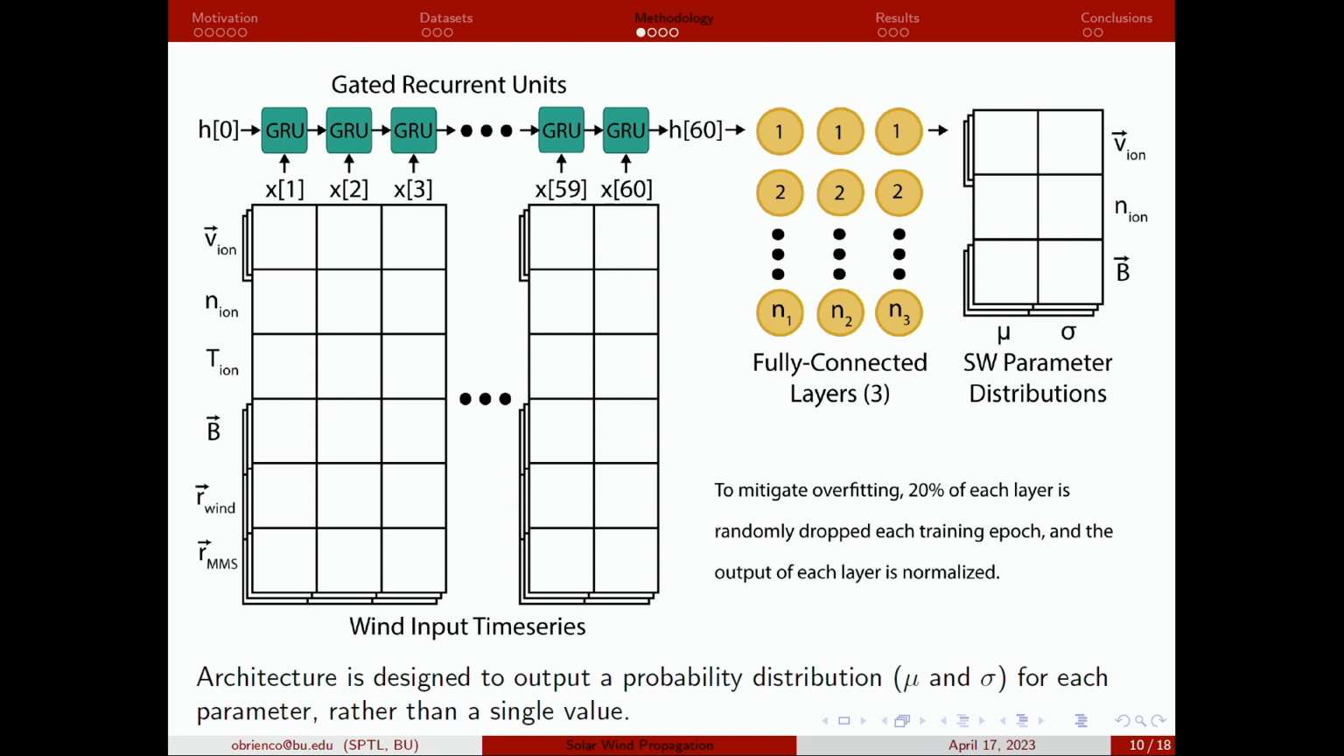Also, to mitigate overfitting, we implemented standard procedures such as dropout and layer regularization at each step of this process. But yes, the novel technique that this architecture uses is, again, that the last layer defines a probability distribution and not simply a deterministic single point prediction.